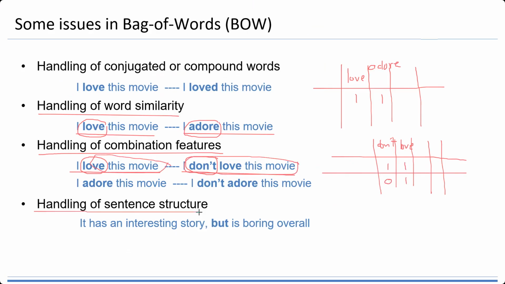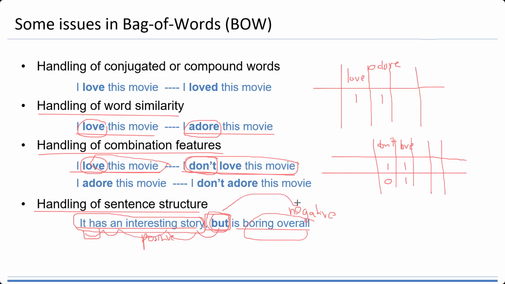And how to handle the sentence structure? The sentence structure means if there is some compressed word, like but, the location is not directly in the next word. If you see it, it has an interesting story. So this is positive. This is a very positive word. But it's immoral, so this is negative. And we know this is negative only after 1, 2, 3, 4, 5 steps. Meanwhile, in the bag of words, we still have the limitation of only knowing the frequency.